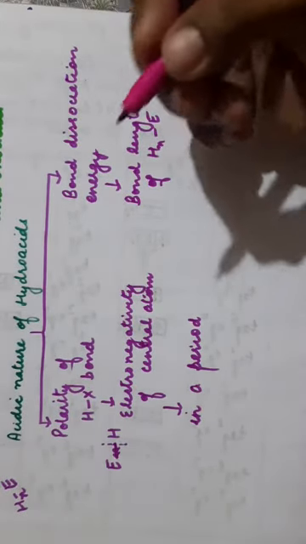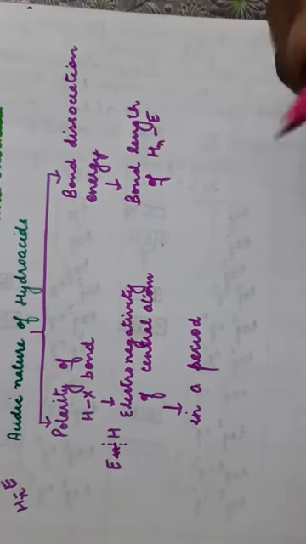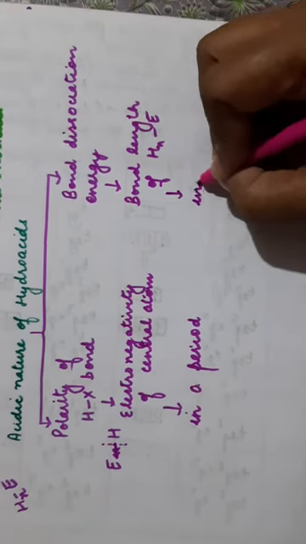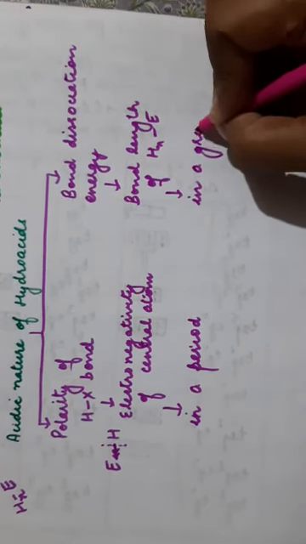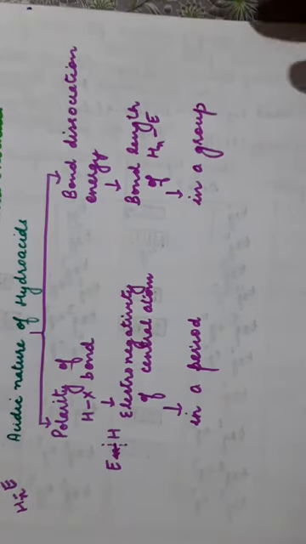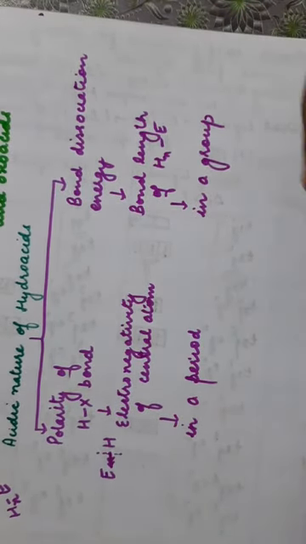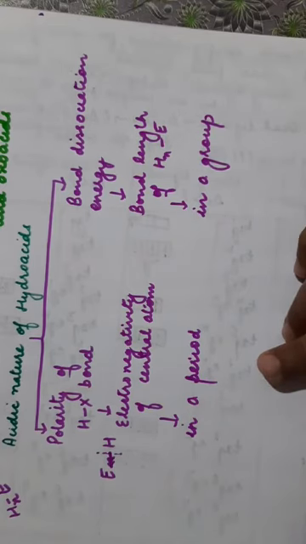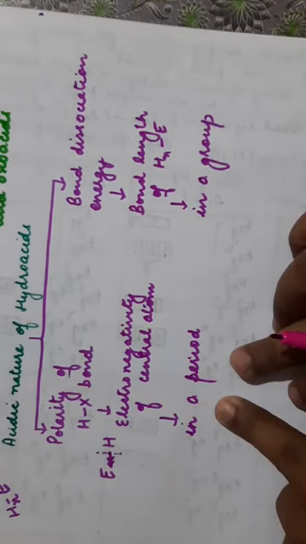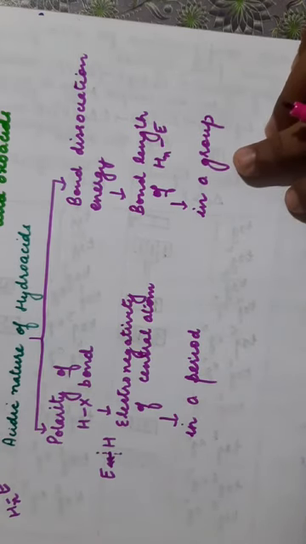But when we have to decide the acidic order down the group, in a group, we compare their bond dissociation energy. See, both are opposing factors. In a period, electronegativity is the deciding factor for the acidic strength. In a group, bond strength or bond dissociation energy is the deciding factor.